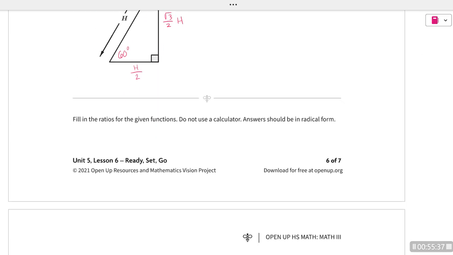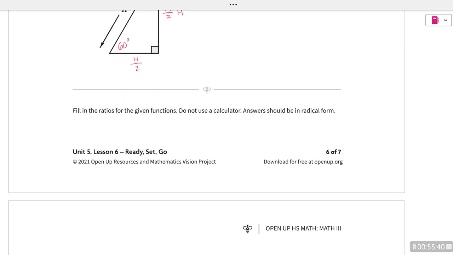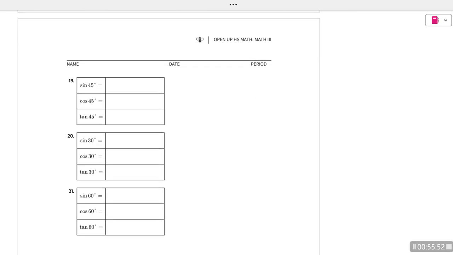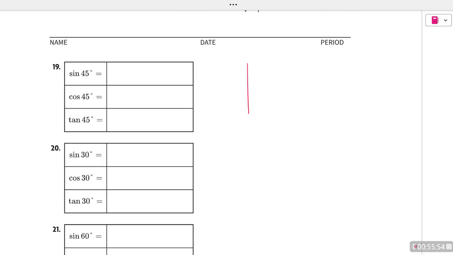Okay, problem 19. It says fill in the ratios for the given functions. Do not use a calculator. Answers should be in radical form. Okay, so sine of 45, cosine of 45, and so on. So let's draw this 45, 45, 90 triangle. Now, I'm going to do this one as, I guess we'll just do 1, 1, square root 2. We could do it that way.